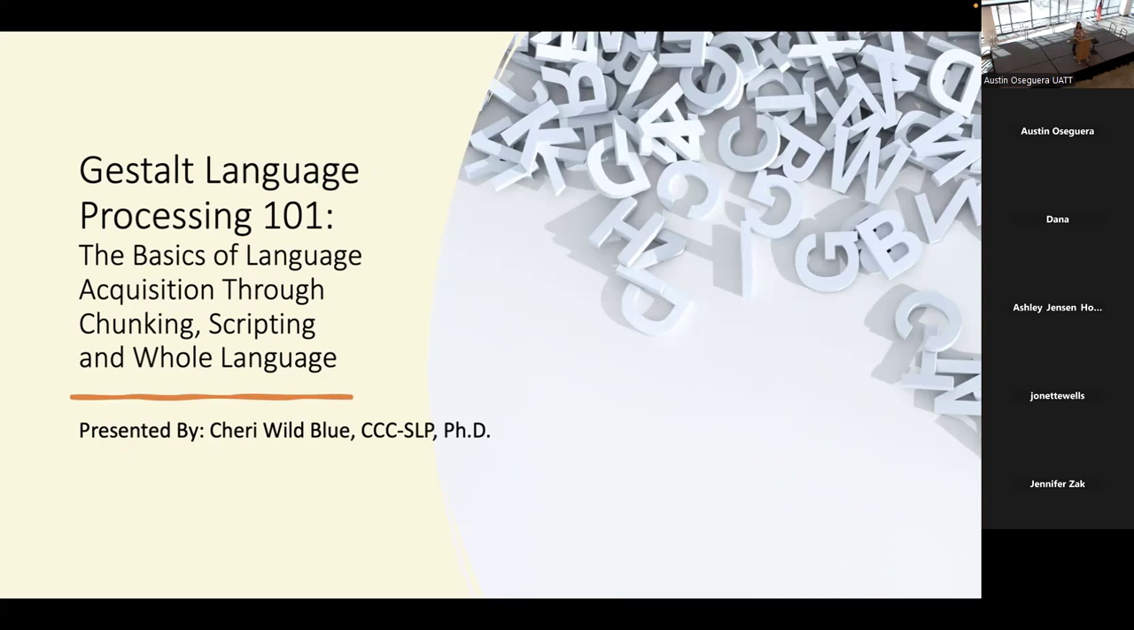Good morning. Okay, so we're going to talk about Gestalt language processing today, and I just want to bring your attention to the fact that it's titled Gestalt Language Processing 101. There's a lot to get into with Gestalt language processing, and you could spend years researching all of the different facets of it, but this is kind of like a primer course. So if you're somebody who is interested in learning a little bit more about the basics of it, you're in the right place.